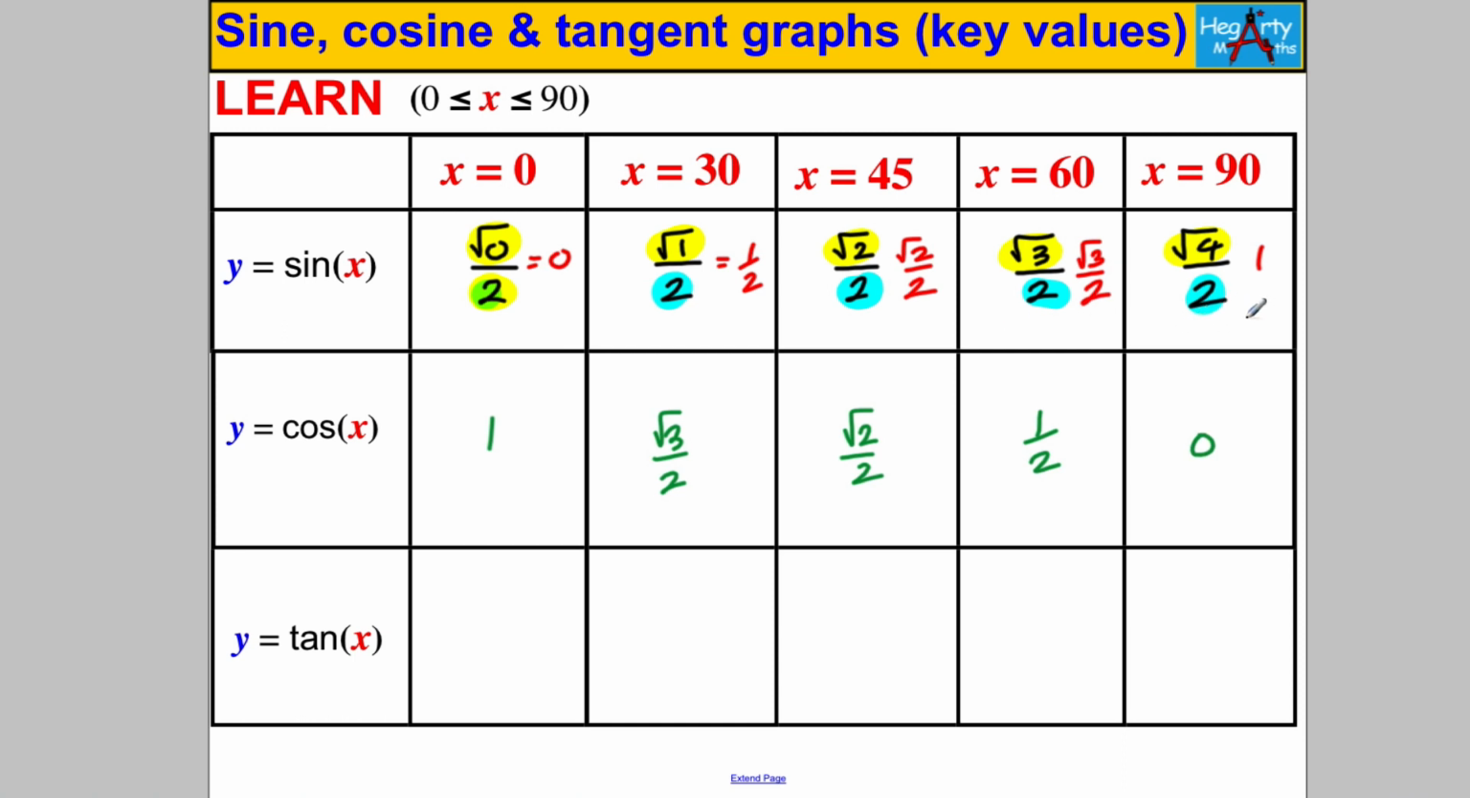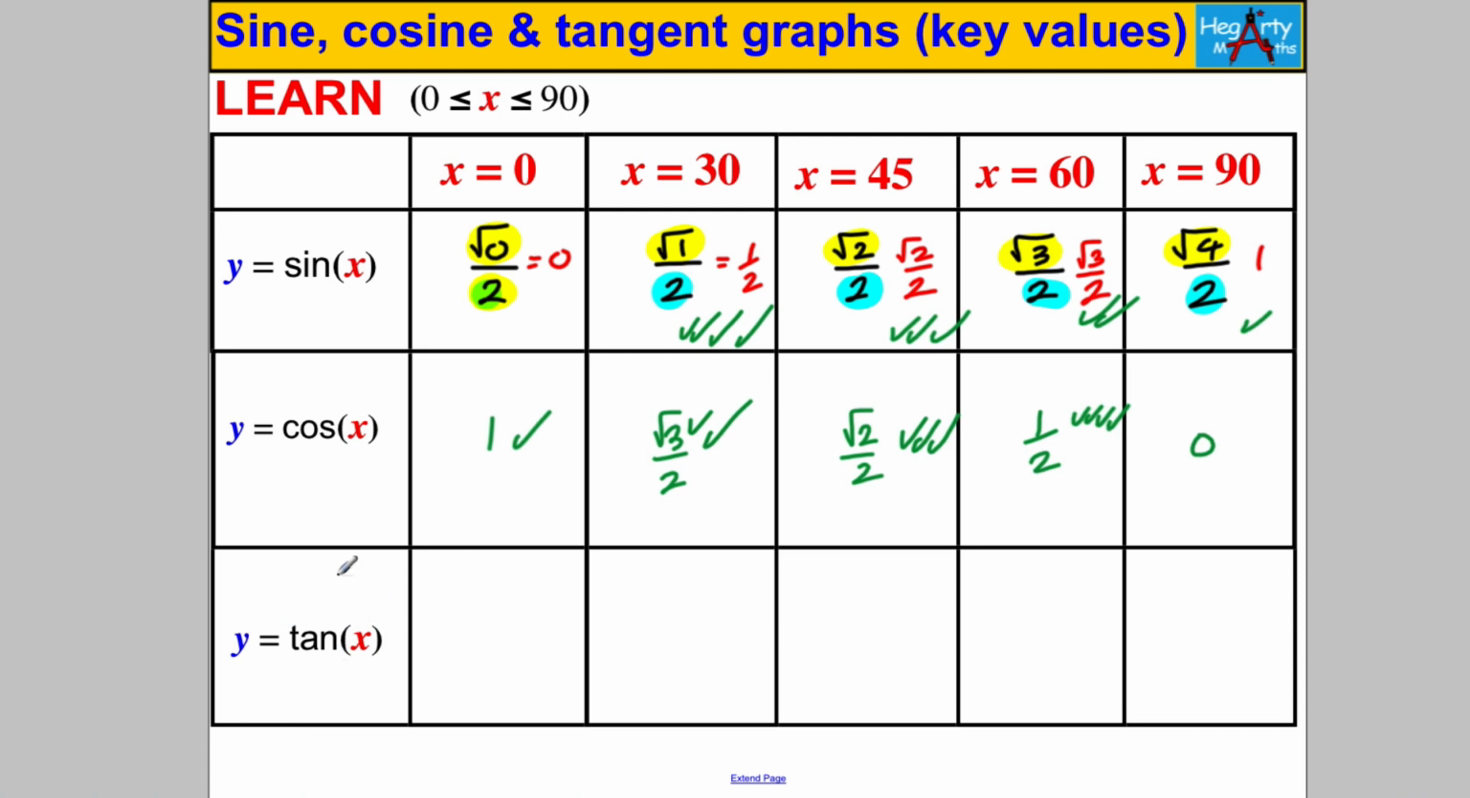So you can see that this one here has now gone here. This one here has gone here. This one here has stayed here. This one has gone here. And this one has gone here. So if you remember the way the sine one goes, the cosine one's just the other order. And I've also got a little trick for you to remember the tan one.